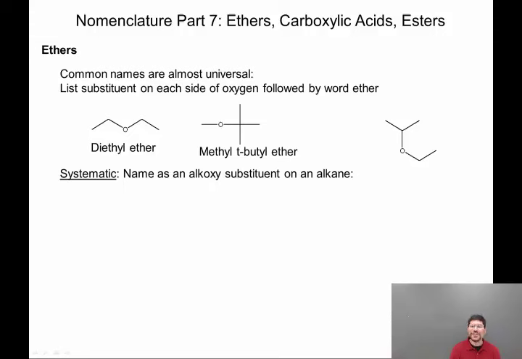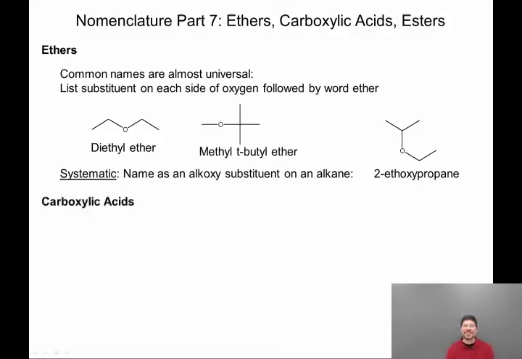Then the substituent is coming off of carbon 2 of the propane, the central carbon, and it is an ethoxy group. Okay, eth for the 2 carbons, oxy for the oxygen. So this molecule would be called 2-ethoxypropane.